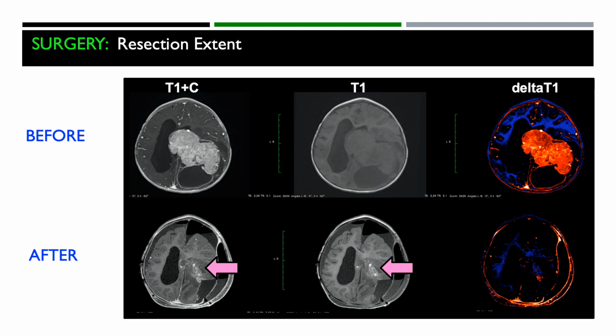And this is where the delta T1 maps can be very helpful, as shown here. Clearly, almost the entire tumor has been removed, and this is very helpful with the planning of the subsequent treatment.